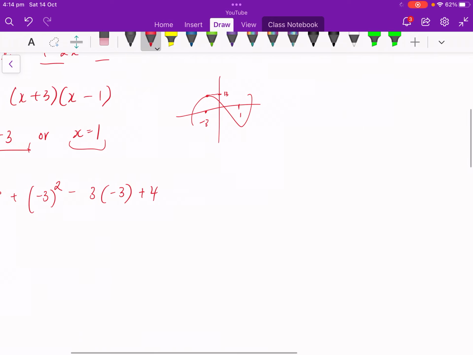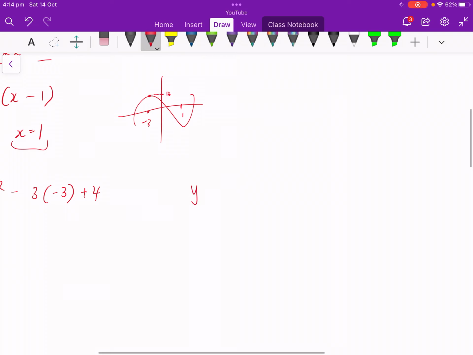So our other option was 1. So y equals 1/3 1 cubed plus 1 squared plus 3 times 1 plus 4. And again, I'm substituting that x equals 1 into the original function from the beginning of the question. Put it into your equation, substitute it, calculate it, you would get 7/3.